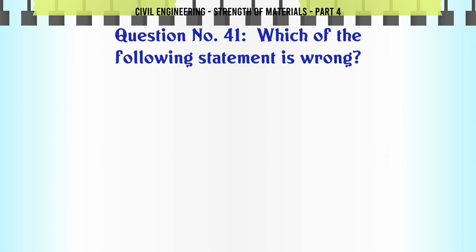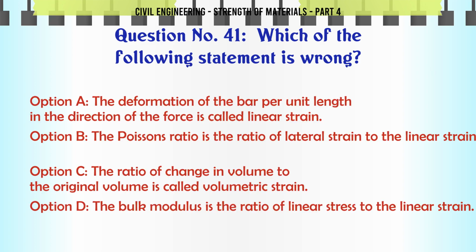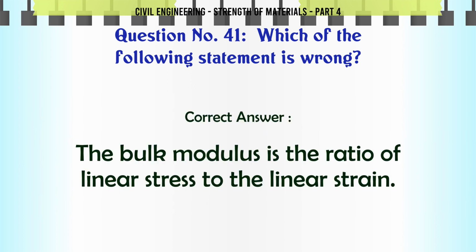Which of the following statement is wrong? A. The deformation of the bar per unit length in the direction of the force is called linear strain. B. The Poisson's ratio is the ratio of lateral strain to the linear strain. C. The ratio of change in volume to the original volume is called volumetric strain. D. The bulk modulus is the ratio of linear stress to the linear strain. The correct answer is the bulk modulus is the ratio of linear stress to the linear strain.